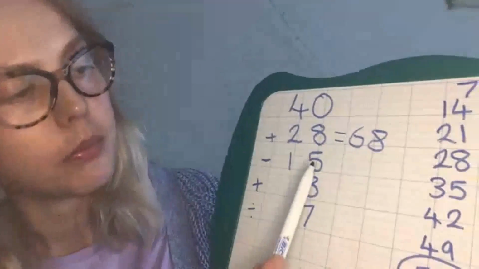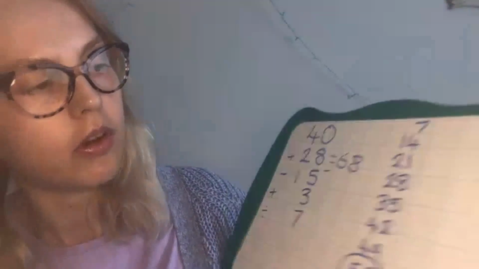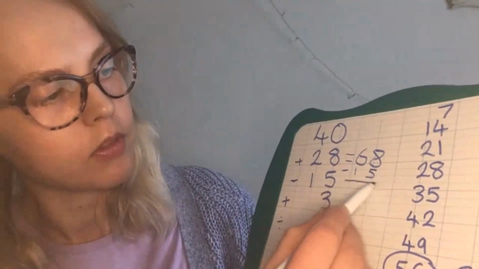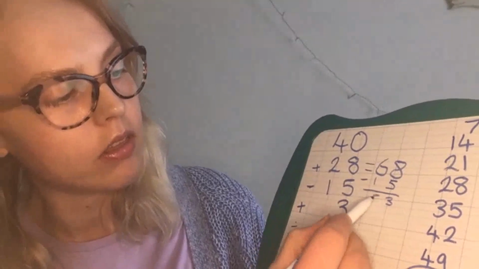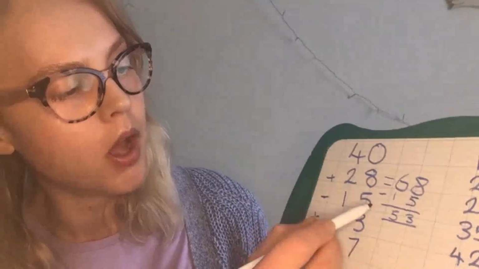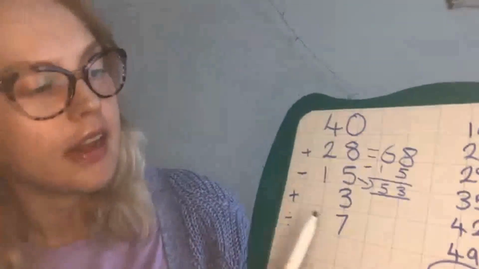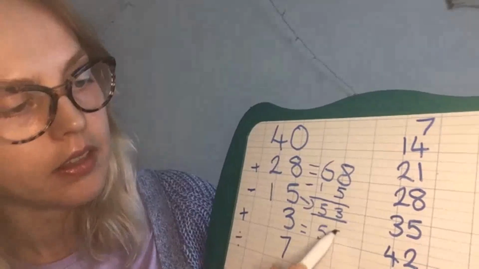Then I asked you to subtract 15 away from this number. Okay, so if you subtract 15, do the ones first, you end up with 3 tens, so you should have then had a new number of 53. Then adding 3 back onto that number, you should have then got 56.